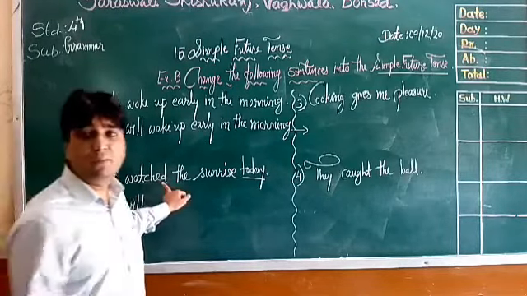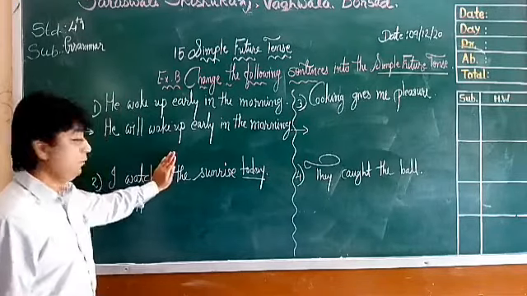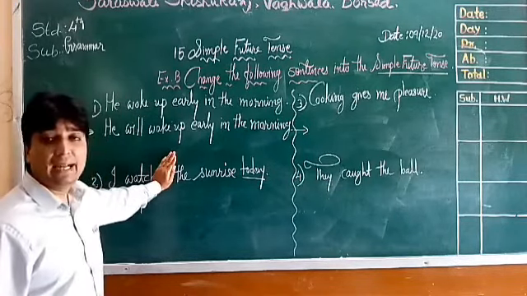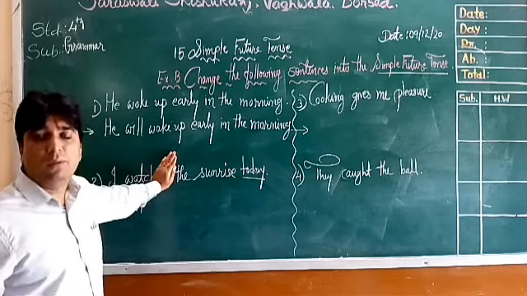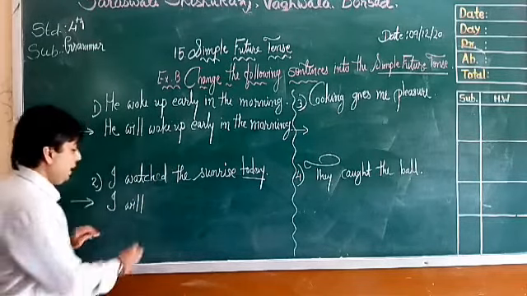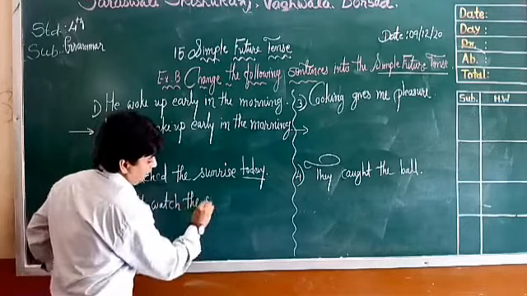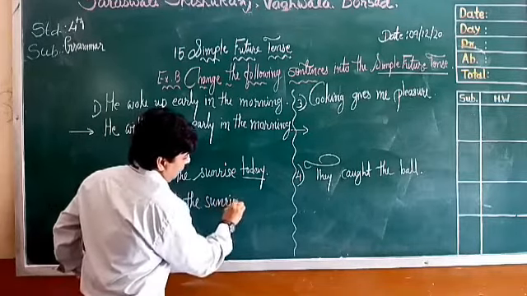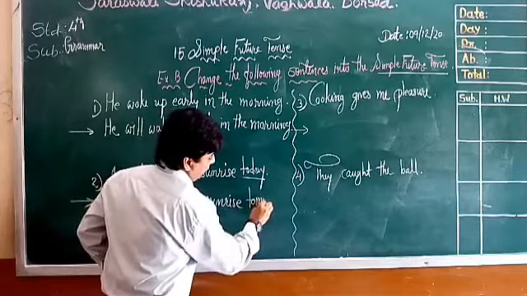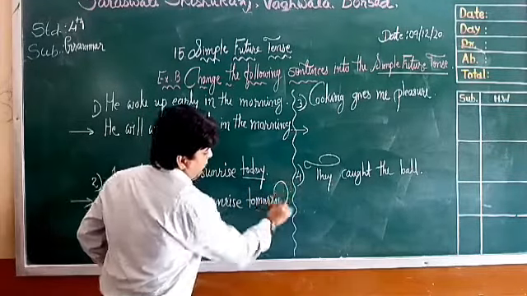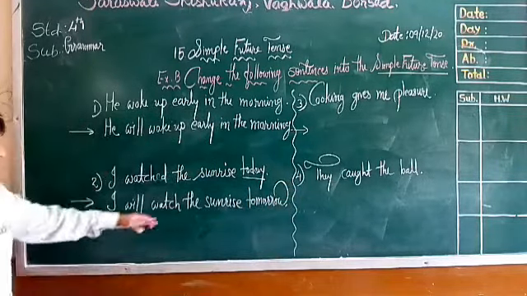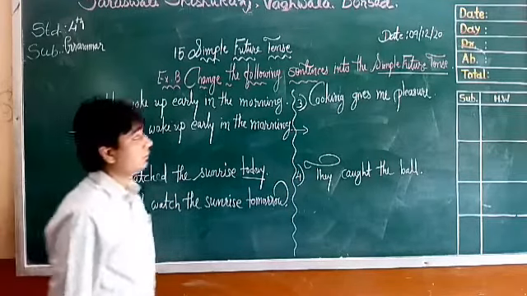Ed means past tense. So what is the present form of the verb? If you remove ed, what should be there? Watch. Watch is the main form. So I will watch the sunrise tomorrow. Okay, I will watch the sunrise tomorrow.